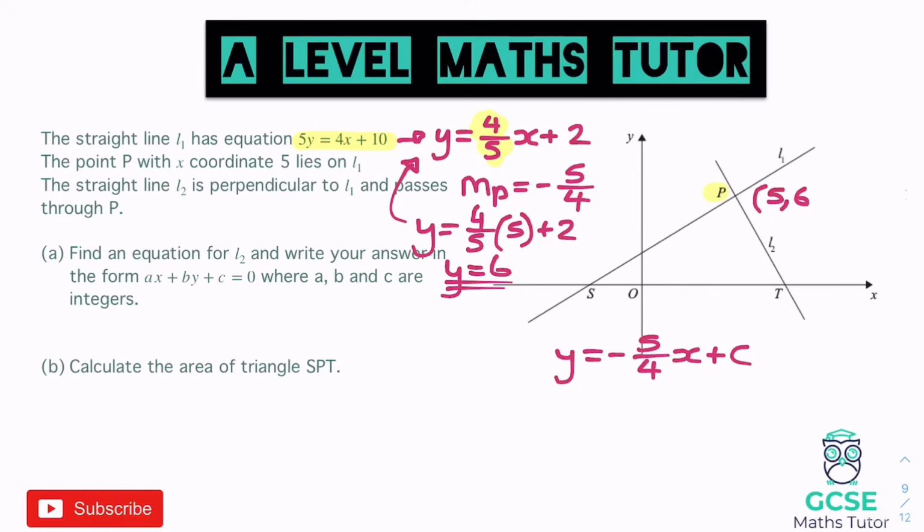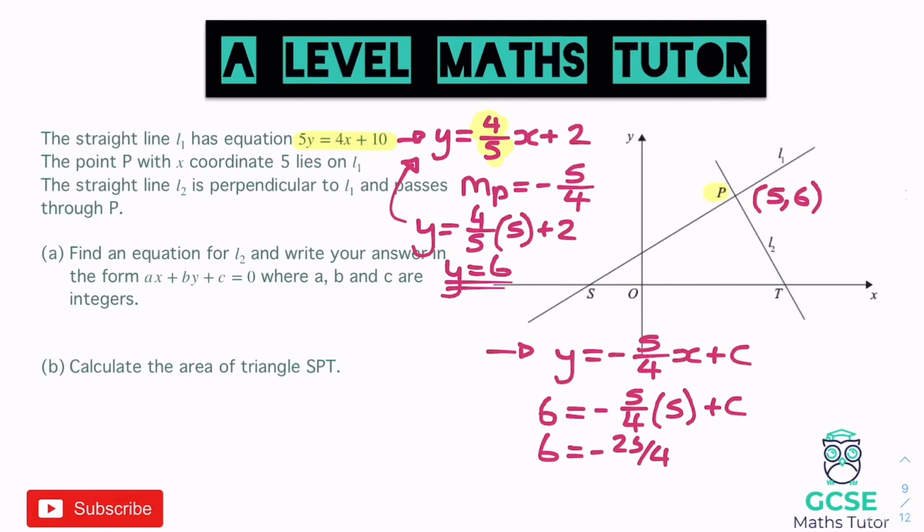We've got 5, 6, and now this makes this problem a little easier for us to approach, because we can put that coordinate, which is also on line L2, into our line equation that we've just written here. So if we sub those coordinates in, we get 6 is going to be equal to -5/4 multiplied by the x coordinate there, which is 5, and then we're going to add c. So -5/4 multiplied by the 5 is going to be -25/4.